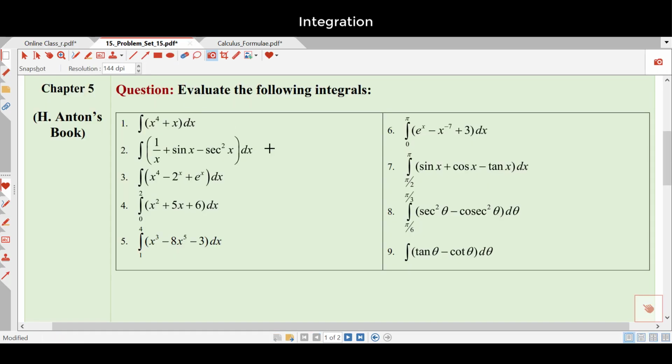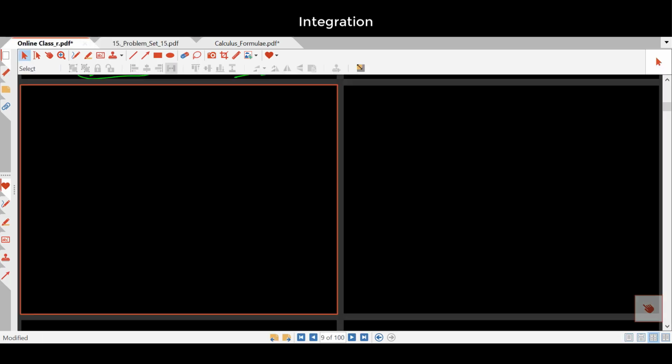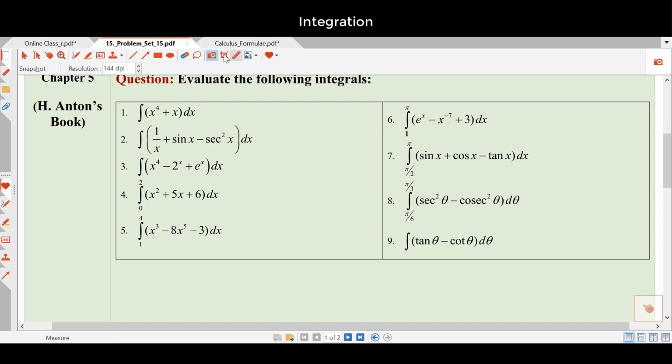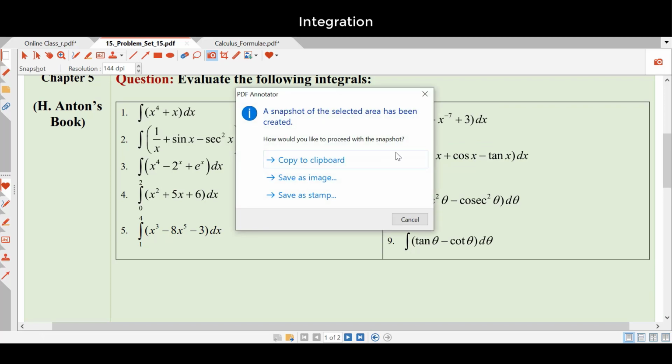Let us now think about other problems. This time we are going to solve a similar problem, but this time we will solve a definite integral. Let's take this one.